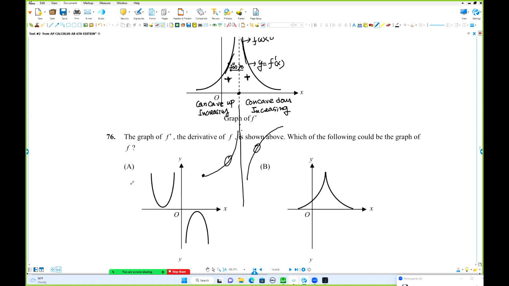Okay, this is not working, right? Choice A is not the same, it's a different graph. Choice B is a different graph too, right? The right hand side is concave down increasing, and this is concave up decreasing, right? No, this is not working.